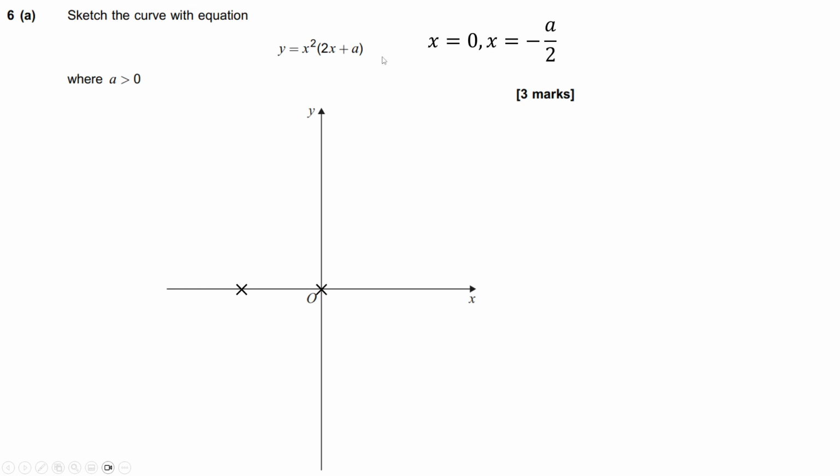And it's a positive cubic, so it's going to go from here up there. So we need to go up here, touch this once, like that, touch this twice, so here and then like that, and it should look something like this.